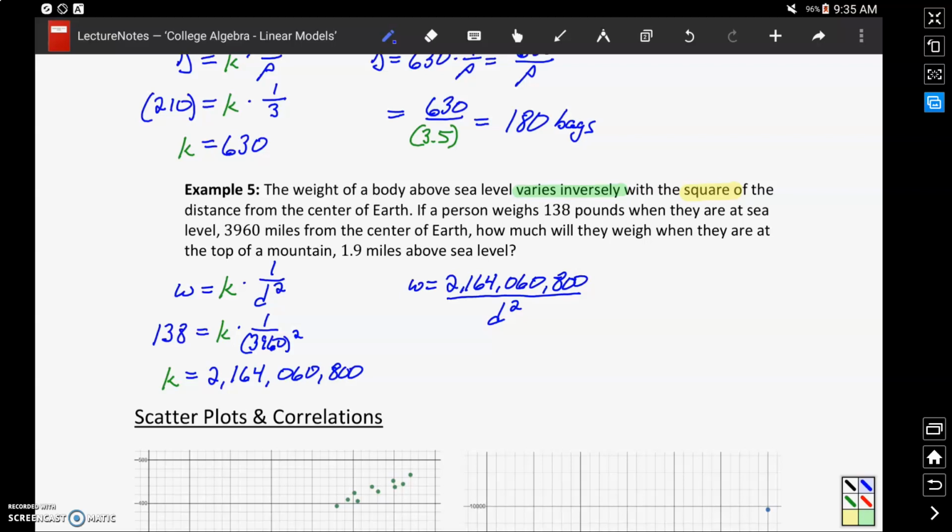And then we're asked how much will they weigh when they're at the top of a mountain, which is 1.9 miles above sea level. So we'll have that same value that we found for K, a little over 2 billion. And what we'll substitute in for D in this case isn't that 1.9 miles above sea level, but actually 3,960, which is the distance from sea level to the center of the Earth, plus that additional 1.9 miles that they are above sea level, that value squared. So what we'll be substituting in will be 3,961.9, which will give us approximately 137.9 pounds.